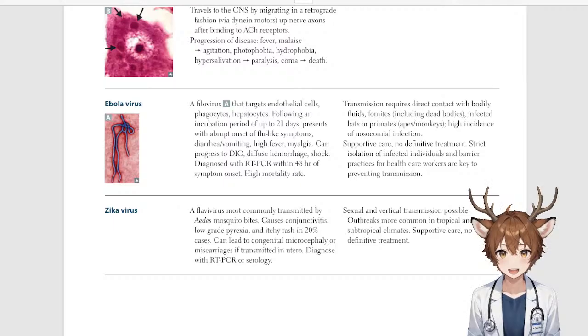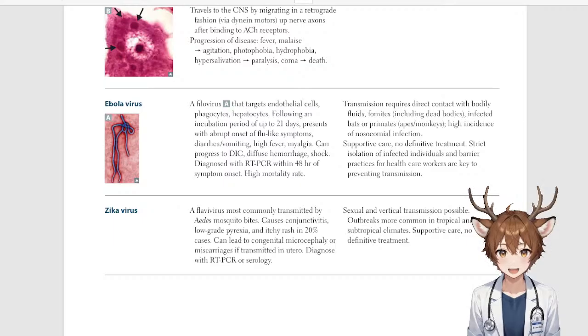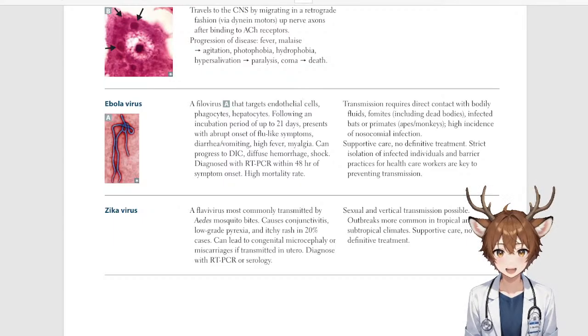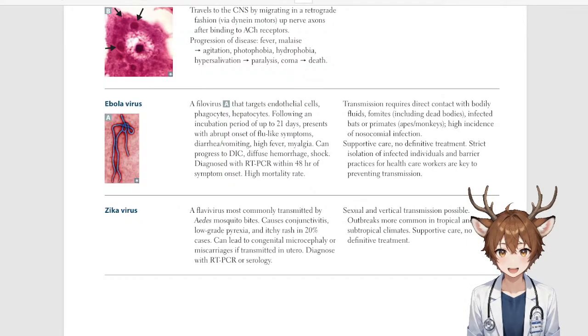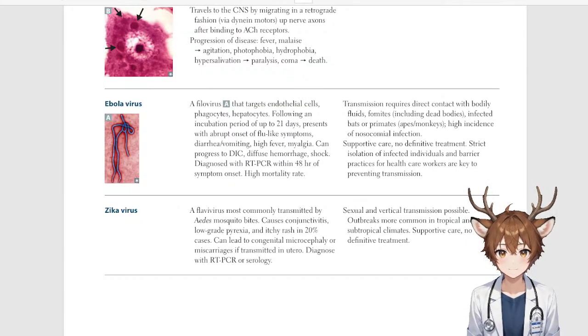Sexual and vertical transmission occurs. In pregnancy, can lead to miscarriage or congenital Zika syndrome. Brain imaging shows ventriculomegaly, subcortical calcifications. Clinical features in the affected newborn include microcephaly, ocular anomalies, motor abnormalities, spasticity, and seizures. What about rabies virus?